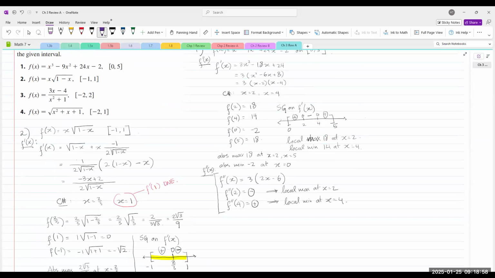So in my opinion, what happened about the endpoints, right? In my opinion, we have a local minimum also at x equals 0, right? Because to the right is going up, meaning 0 is the minimum, right? And local maximum at x equals 5. Let me box that so that you are aware that this may not be the answer that these authors actually agree with.